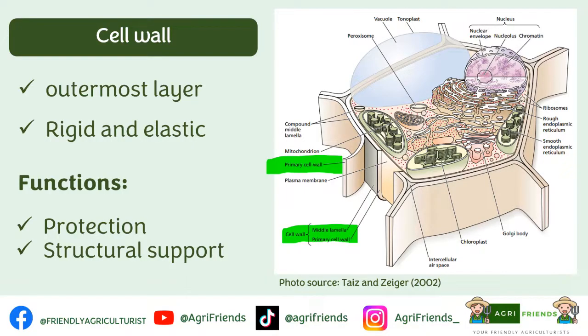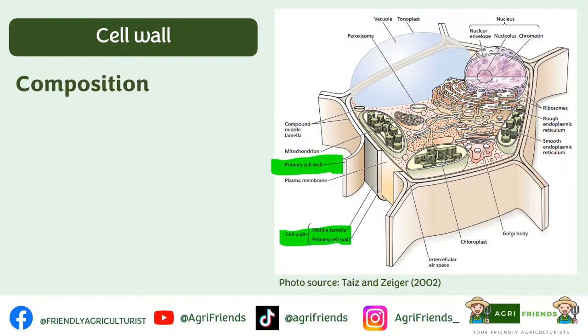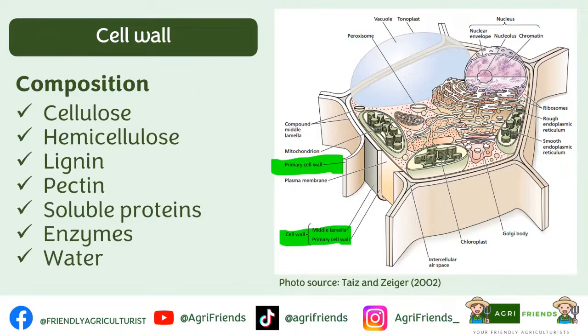So, the cell wall is made up of several components, including cellulose, hemicellulose, lignin, pectin, soluble proteins, enzymes, and water. Cellulose is the primary composition of the cell wall. It is responsible for the elastic property and for maintaining the cell structure. Cellulose are tough, fibrous, and water-insoluble polysaccharides.